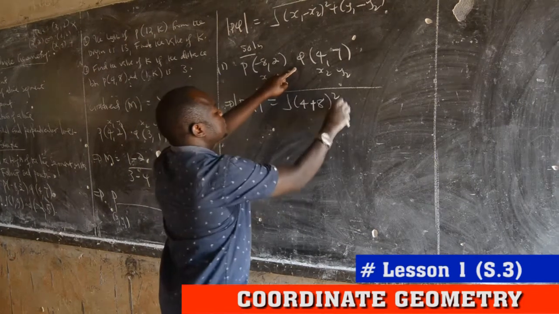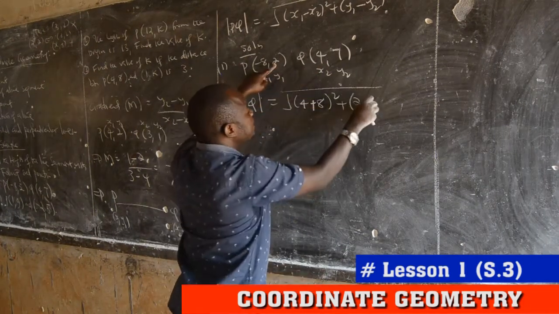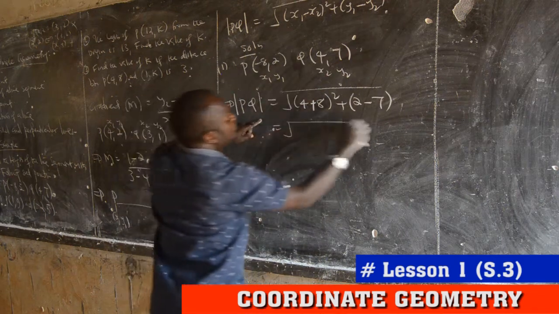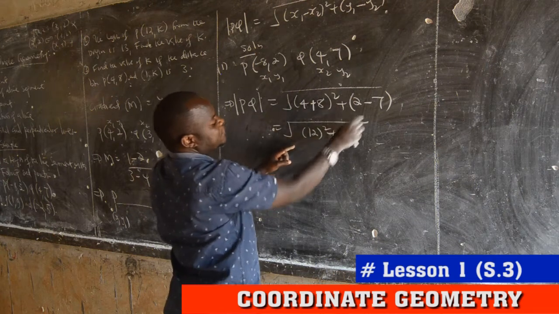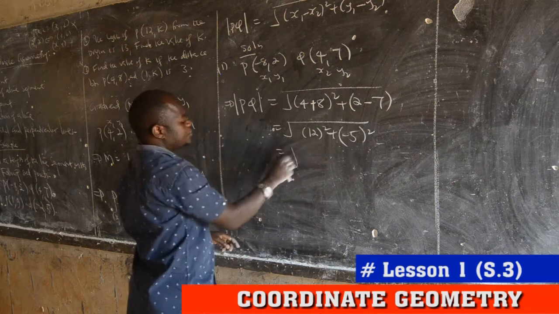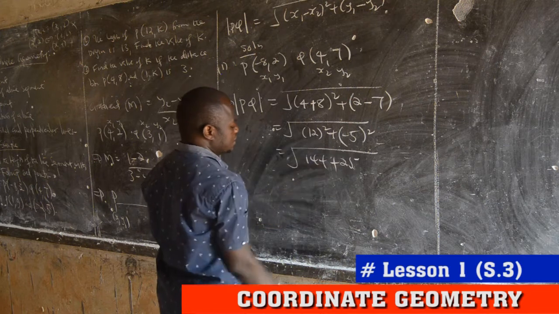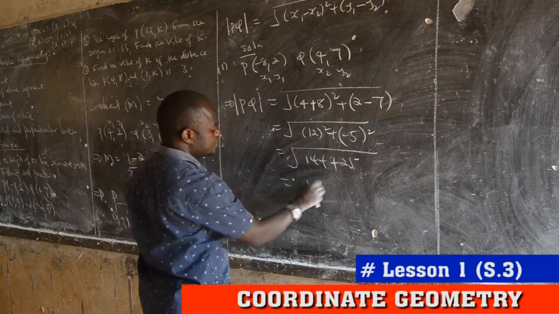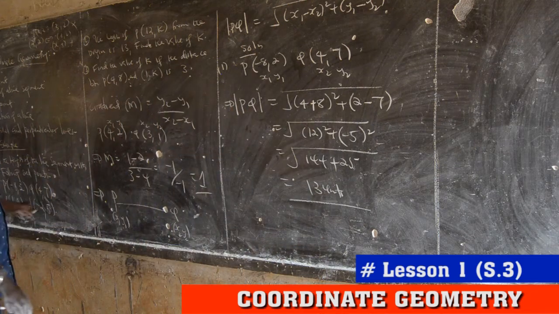Then plus, y1 minus y2, which is 2 minus 7. So when you do this, it is the square root of 12, very good, squared, plus, subtracting this, that is negative what? 5, that's good. So when you take the square root, 12 squared is 144 plus 25. What do you get? That is 169, which is 13 units. So that is the answer. You should be able to compute that.